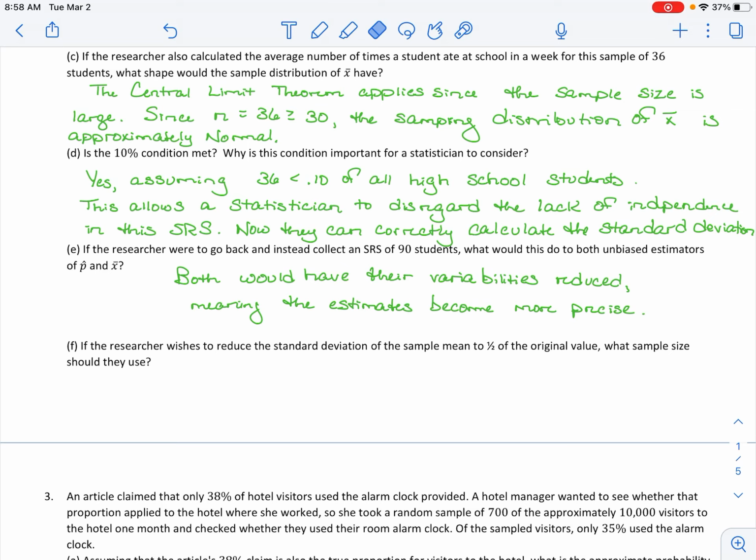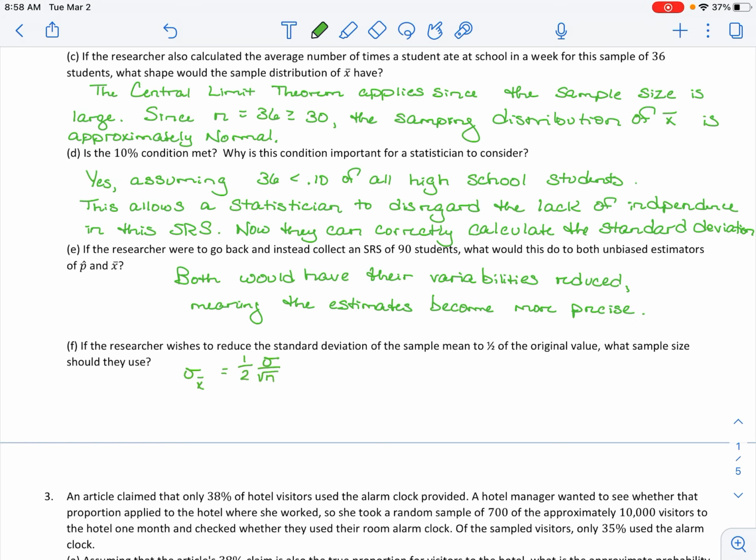And then if the researcher wishes to reduce the standard deviation of the sample mean to half the original value, what sample size should they use? I'm talking about the standard deviation of sample means, so I'm going to write out my sigma sub x bar. And I want it to be half of the old standard deviation. So half of the old sigma sub x bar, half of the old sigma over root n.